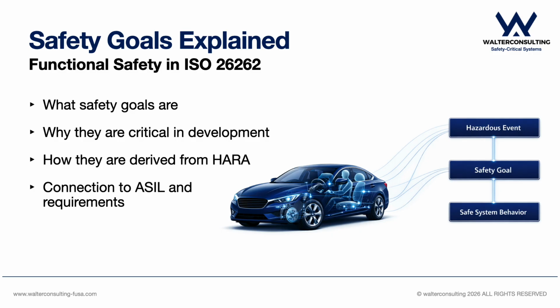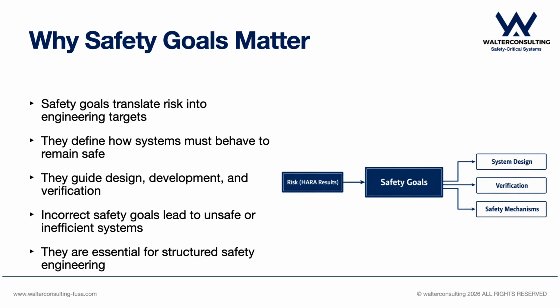What exactly is a safety goal? Once risks have been identified through HARA, the next step is to translate them into something actionable. And this is exactly the role of safety goals. Safety goals define how a system must behave in order to remain safe. They are not just abstract ideas. They directly guide how systems are designed, how they are verified, and how safety mechanisms are implemented. In other words, safety goals connect risk analysis with real engineering decisions, and this is important. If safety goals are defined incorrectly, the system may either be unsafe or unnecessarily complex and inefficient.